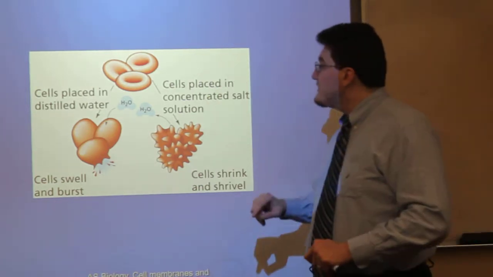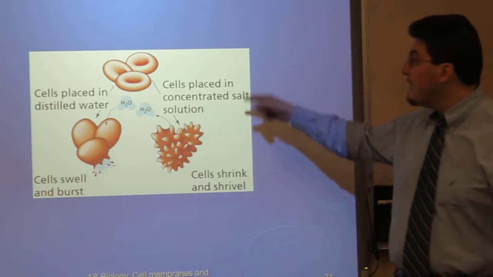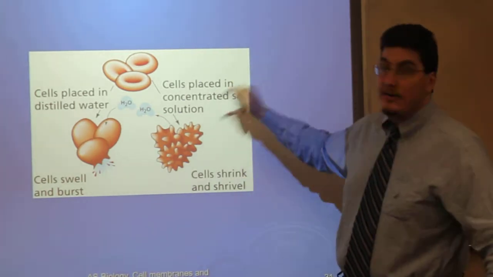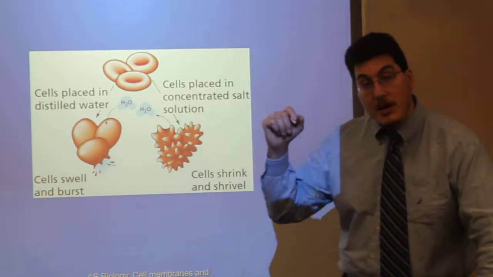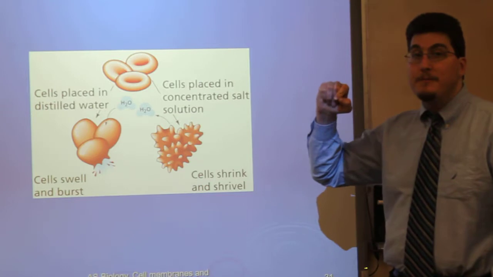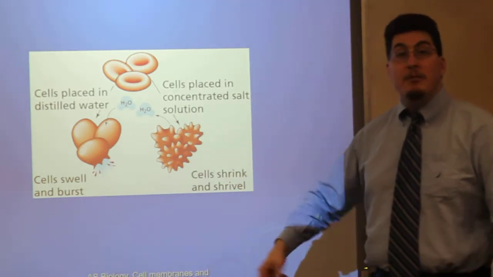Now, when you place the cells into a concentrated salt solution, water follows salt, but the salt is now outside the cells, whereas the water is now inside the cells. So the water is going to come from the inside of the cells, follow the salt to the outside, and the cells are going to shrivel and shrink. They're going to become crenated.